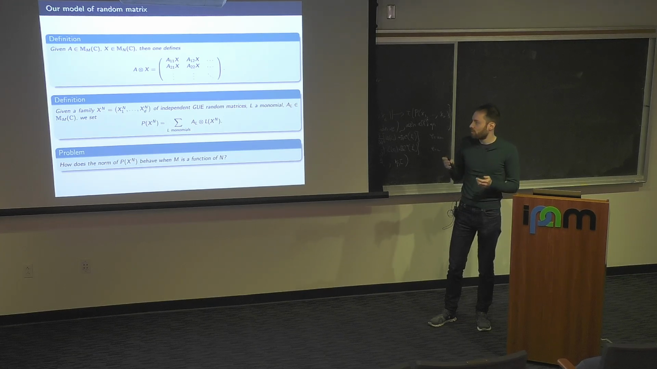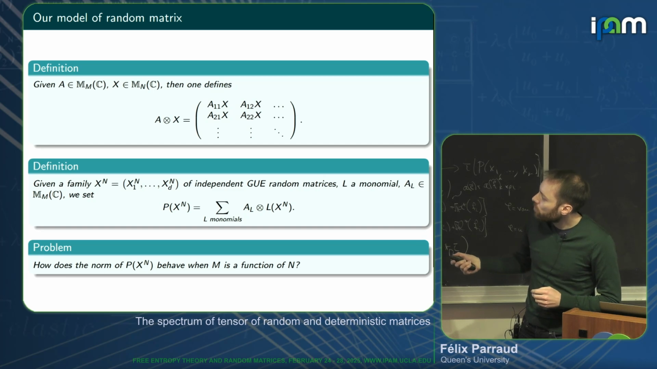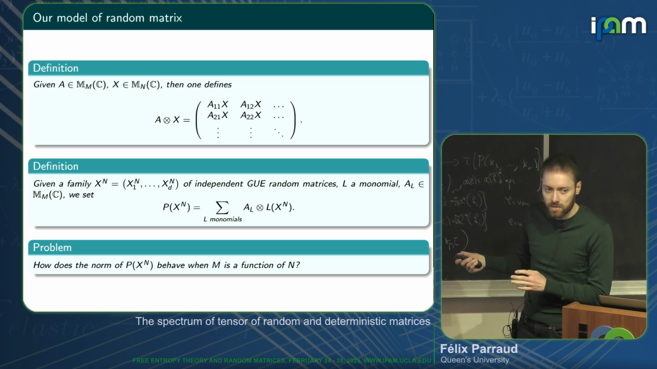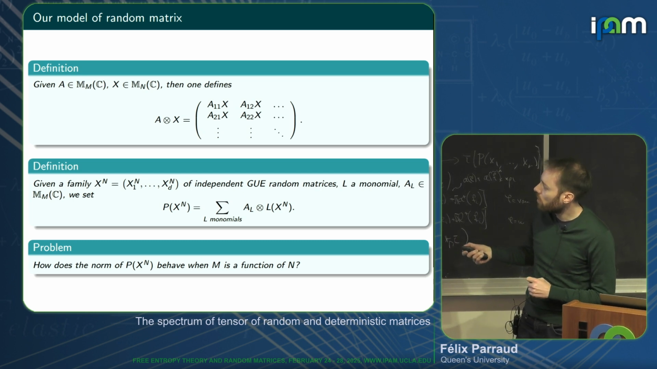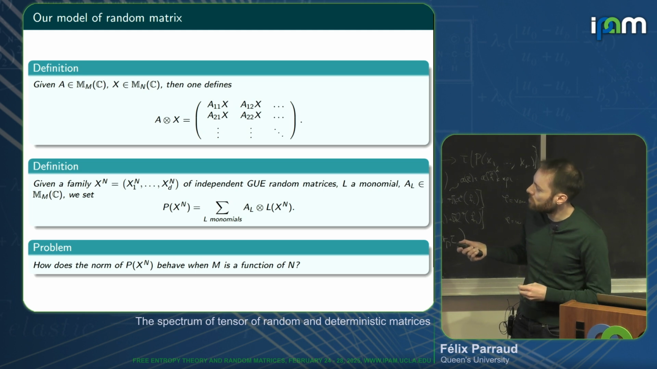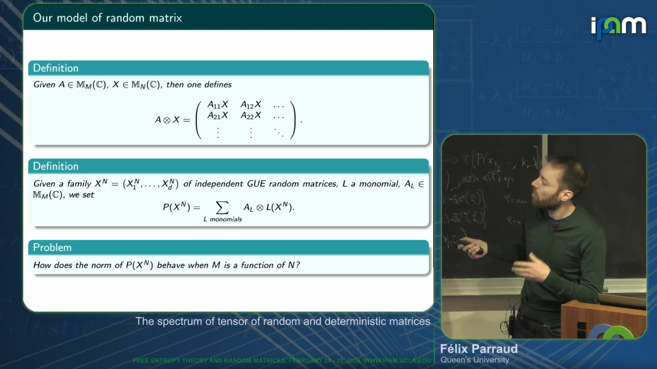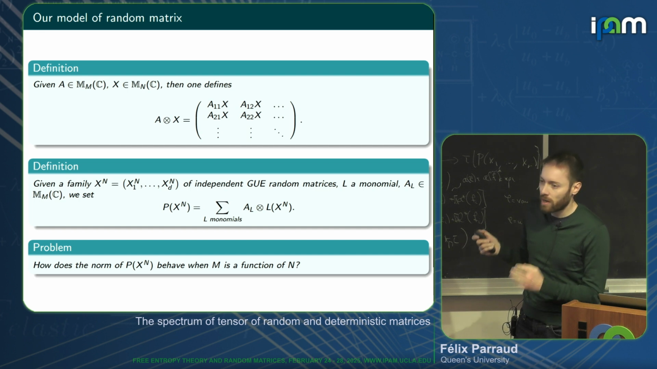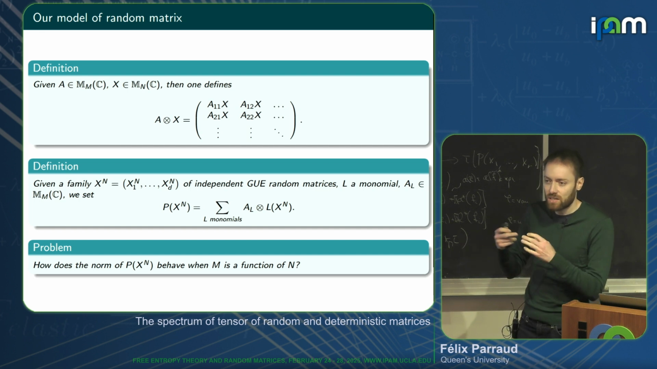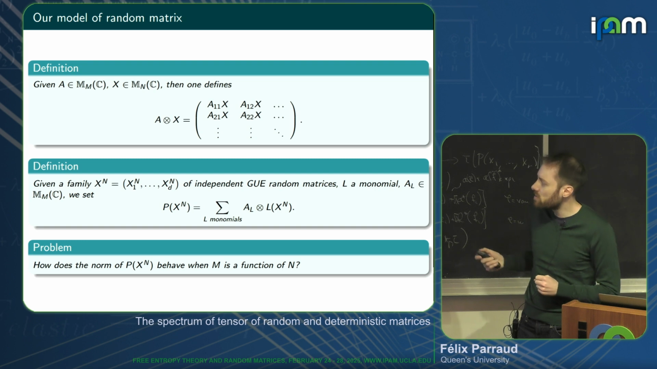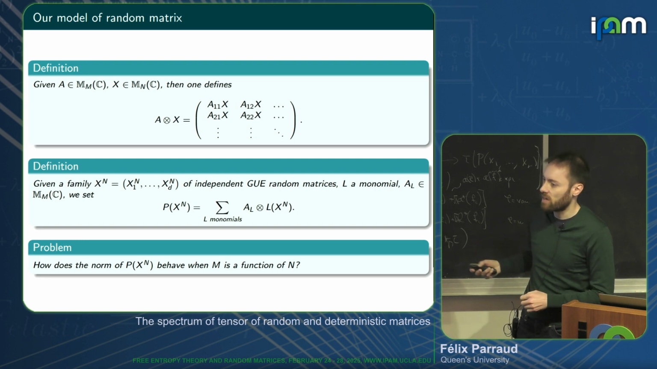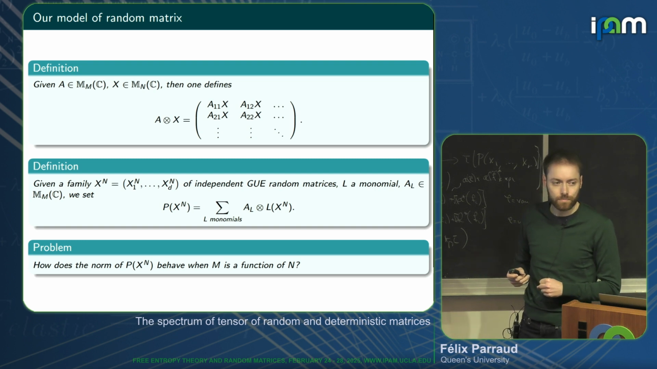I assume most of you are familiar with the notion of tensor, but that's not always the case in random matrix theory. So just to be clear, if we take two matrices A and X, one of size M, the other of size N, then A tensor X is the following matrix of size M, where every entry is this time itself a matrix of size N. So the resulting matrix is a matrix of size Nm by Nm, basically.